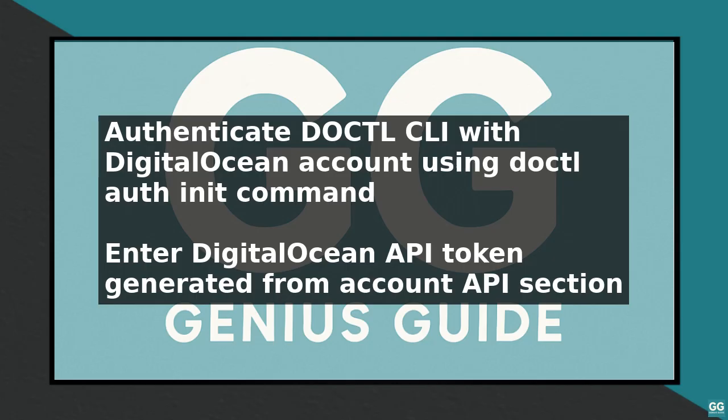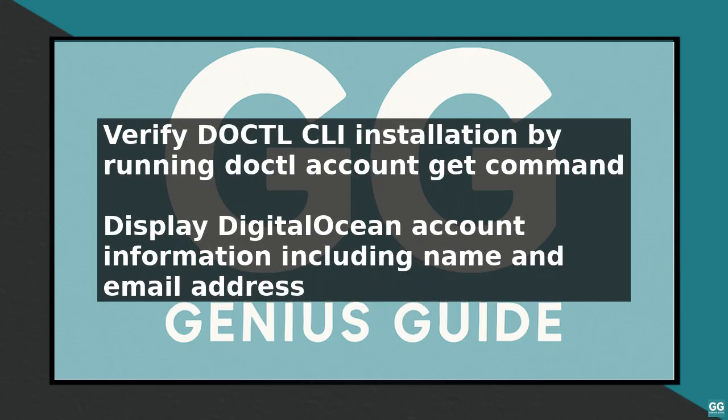You can generate an API token by logging into your DigitalOcean account, going to the API section, and clicking on Generate Token. After entering your API token, you can verify that your doctl CLI installation is working by running the command doctl account get. This command will display information about your DigitalOcean account, including your account name and email address.